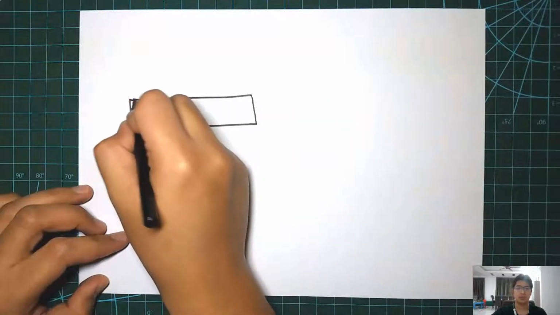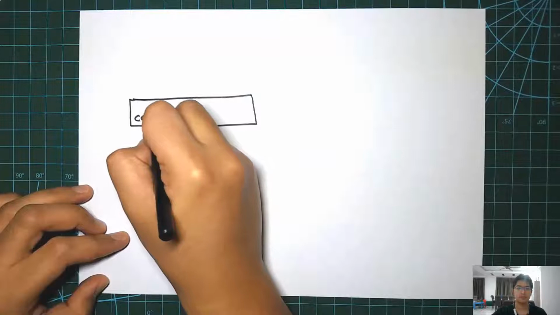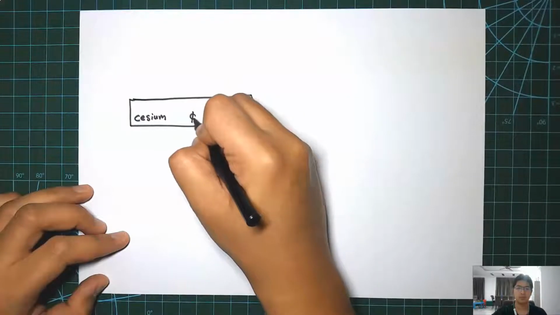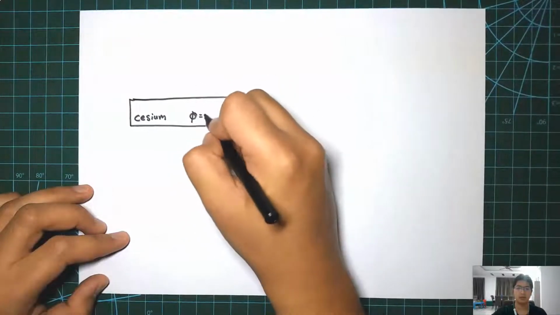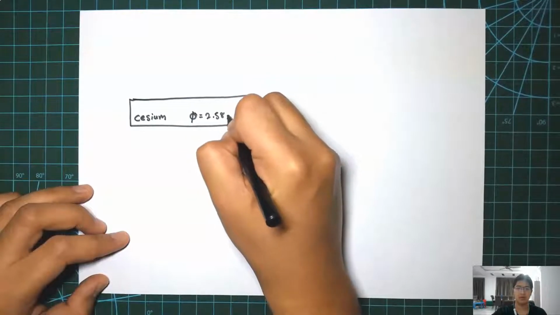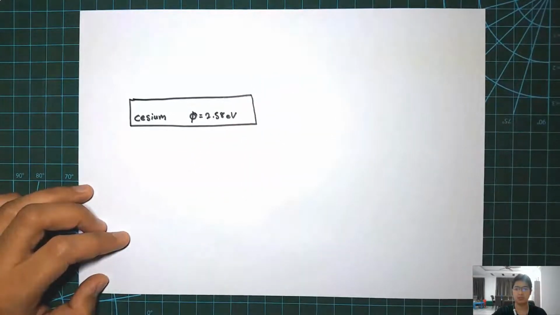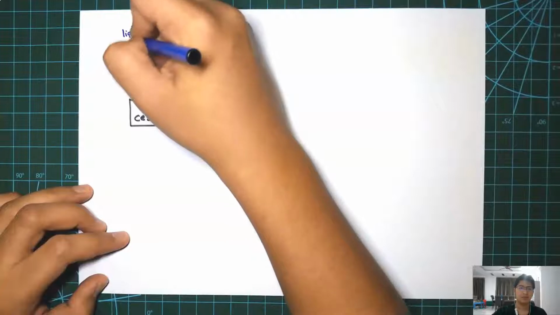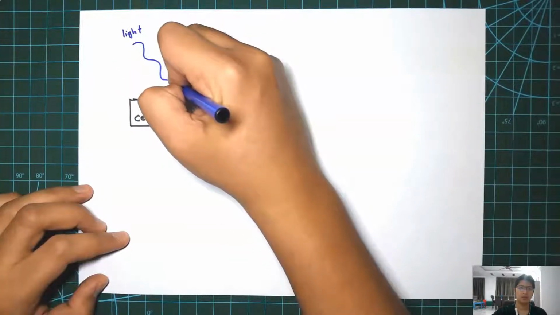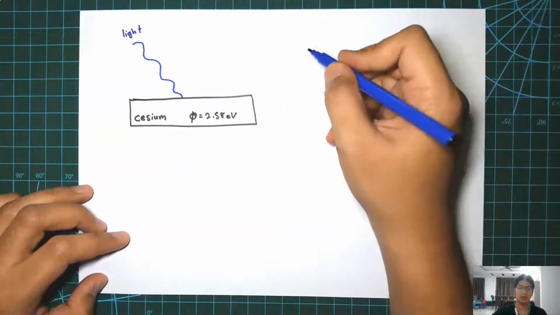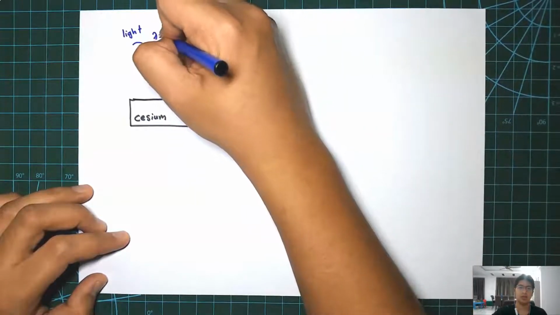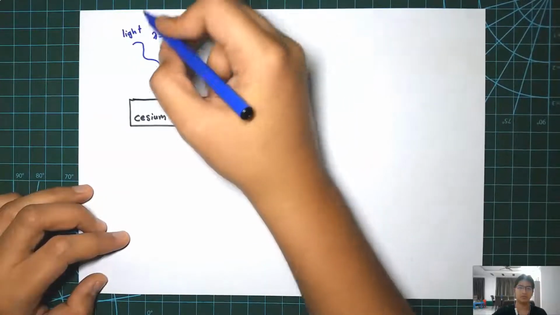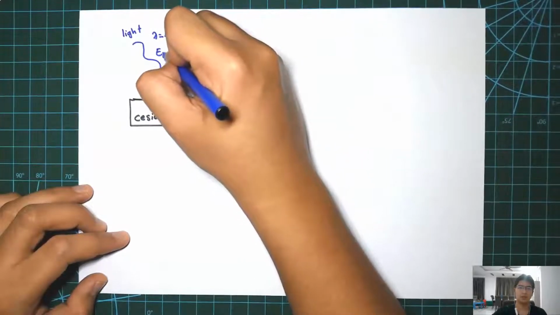This is the metal, the cesium. The cesium has the work function of 2.58 electron volt. Work function is the minimum energy for the electron to be ejected from the metal. This is the incoming light incident on the surface of the metal. The light has a wavelength of 450 nanometer. That gives you the energy of the photon.